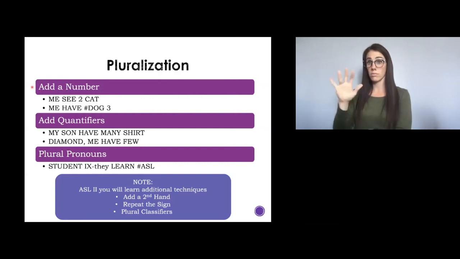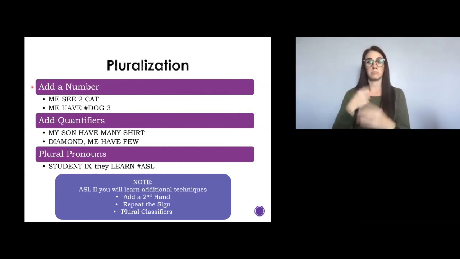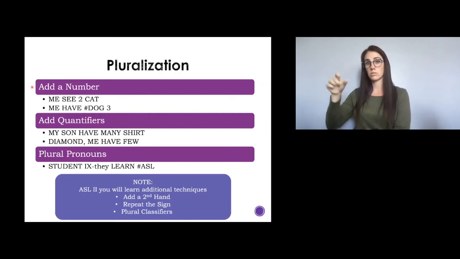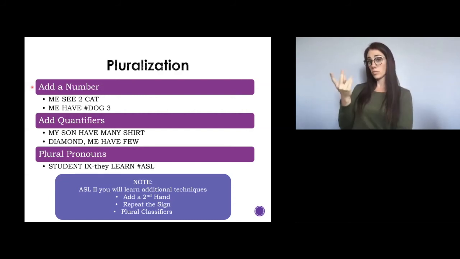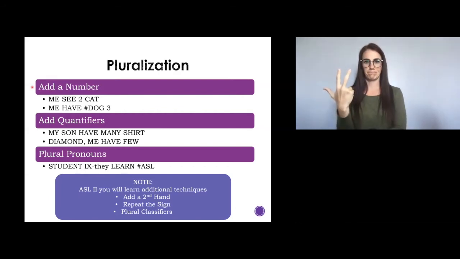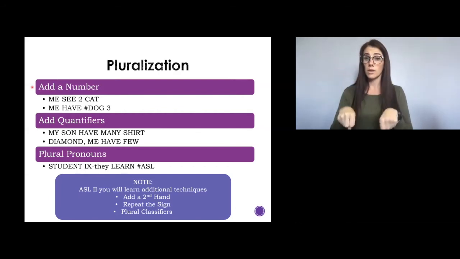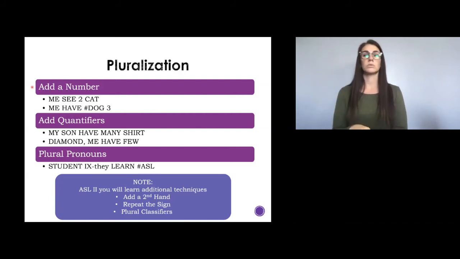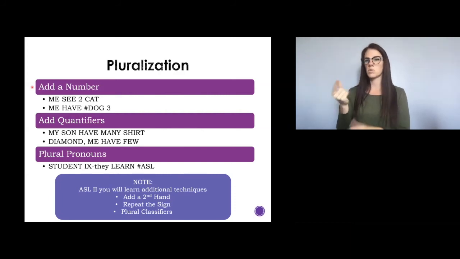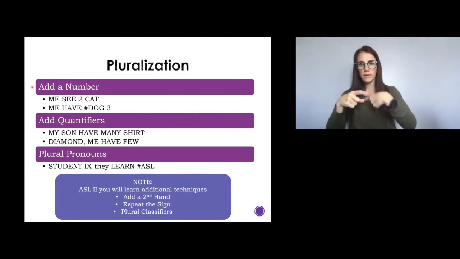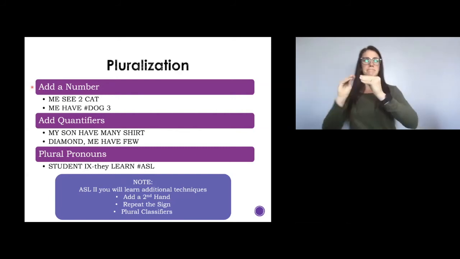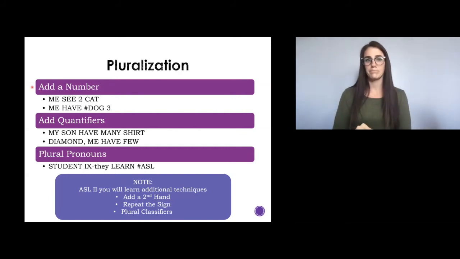Or dog. Okay, if I just sign the sign for dog, it's a singular dog. But if I want it to be the concept of dogs, I would have to sign I have dog 3 and use that number 3. So you can sign cat 2 or dog 3. So it doesn't matter if you produce the number before the sign or the sign before the number.